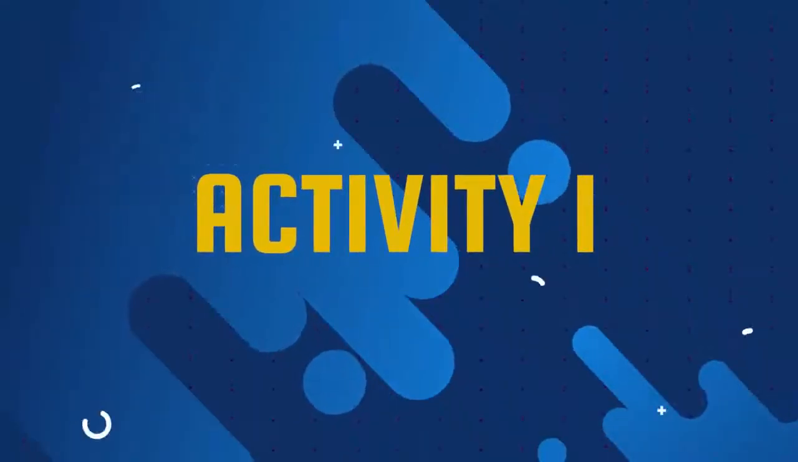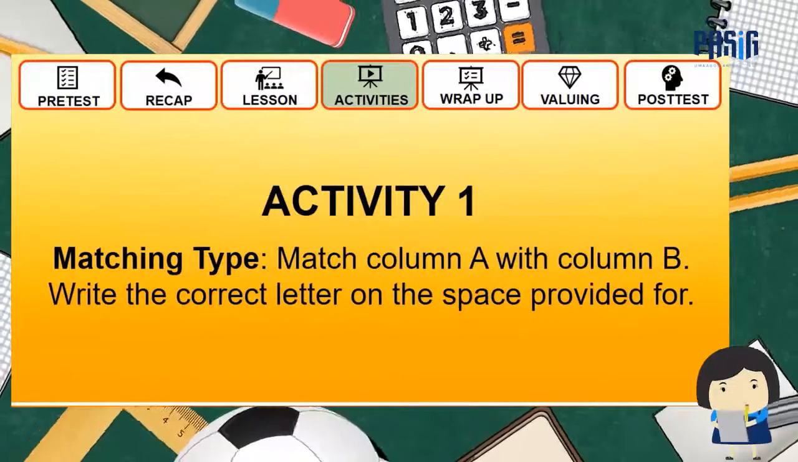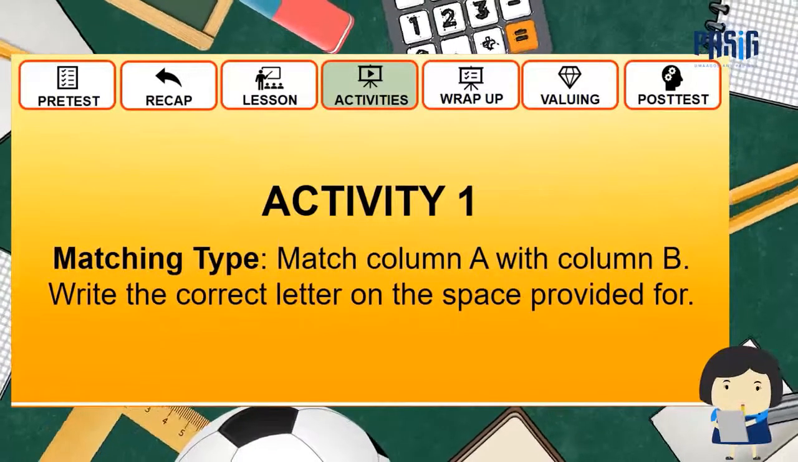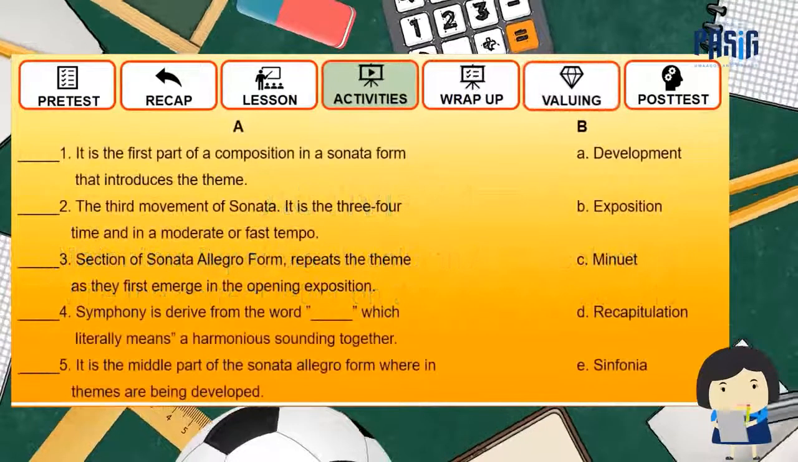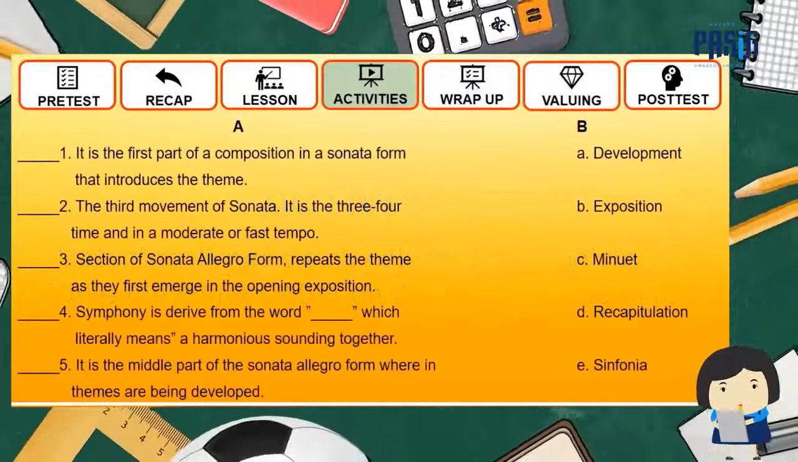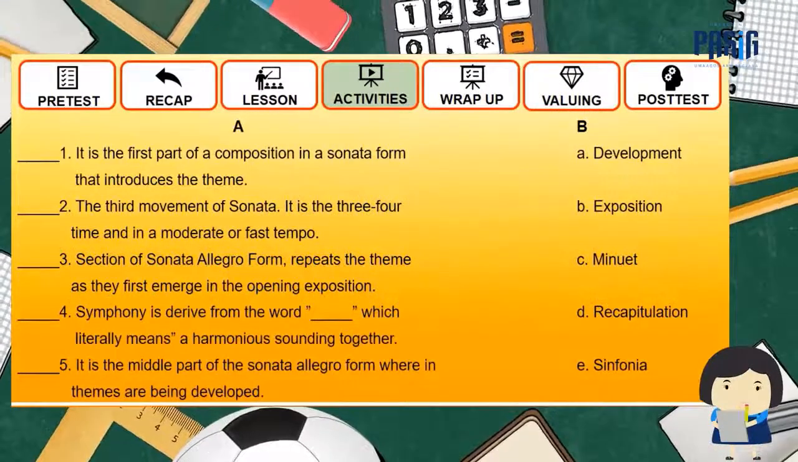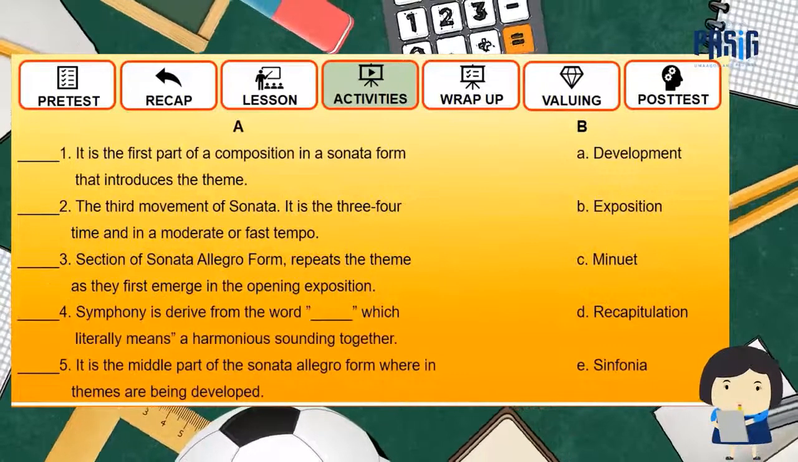Let's have our activity. Activity 1. Matching type, match column A with column B. Write the correct letter on the space provided for. Number 1. It is the first part of a composition in a sonata form that introduces the theme. Number 2. The third movement of sonata. It is in 3/4 time and in a moderate or fast tempo.